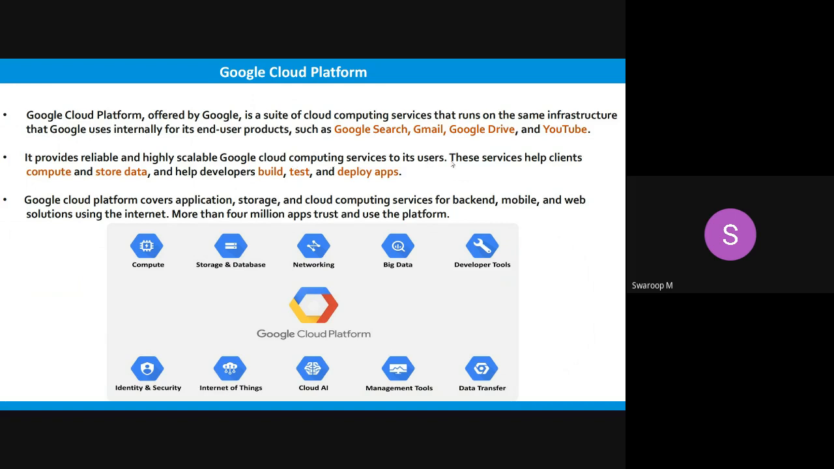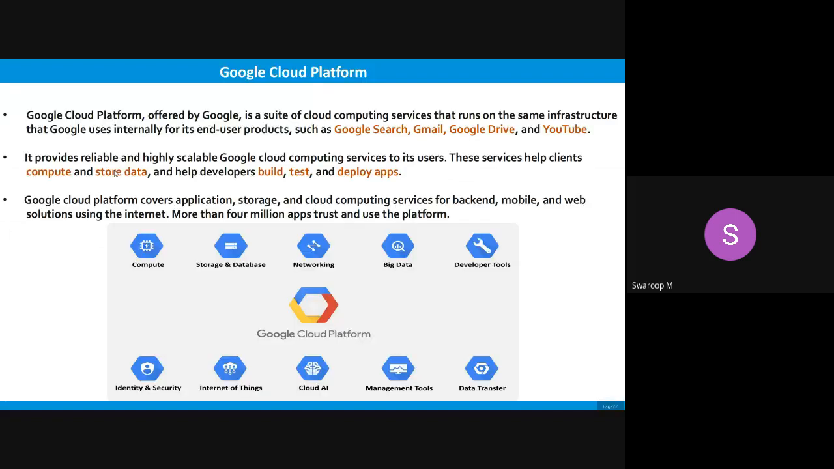These services help clients with compute and storage, and help developers build, test, and deploy applications. So Google Cloud Platform covers application storage and cloud computing services for backend, mobile, and web solutions using the internet. More than 4 million apps trust and use the platform.